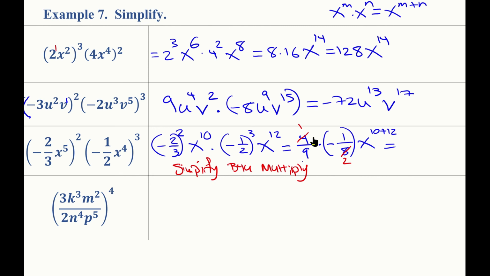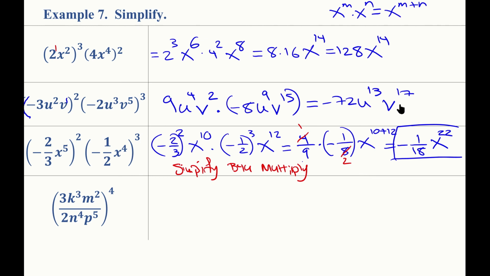So now we multiply across. First, we notice we have positive times negative, so the sign will be negative. On the top, we only have 1 times 1, which is 1. Downstairs, we have 9 times 2, which is 18. And then x to the power of 10 plus 12, which is 22. And that's how you do a problem like that.